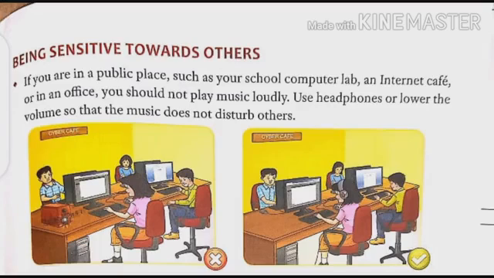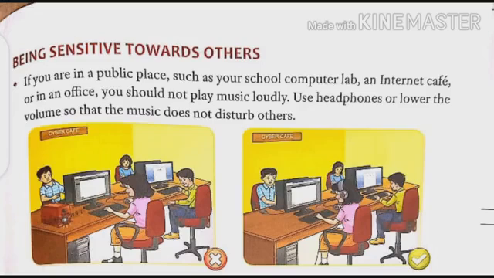Okay, the next one is being sensitive towards others. If you are in a public place such as your school computer lab, an internet cafe, or an office, you should not play music loudly. Use headphones or lower the volume so that the music does not disturb others. So always be sensitive towards others. If you really want to listen to music, use headphones or lower the volume so that the music will not disturb others.